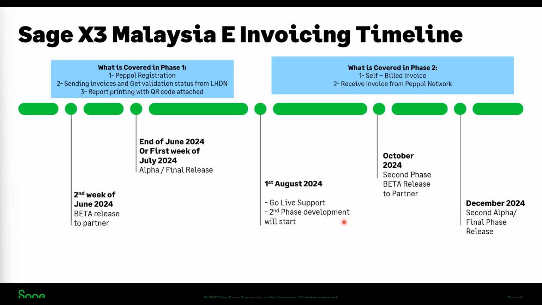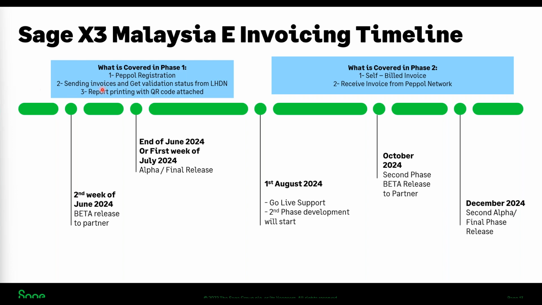Okay. All right. Sage X3 Malaysia e-invoicing timeline. Where are we now for this Sage X3 Malaysia e-invoicing? Okay. So we have basically divided it into two phases. Phase 1, which is enough for you to send your e-invoice to LHDN. Okay. What is covered in phase 1? We will cover PayPal registration. Remember, to get your PayPal ID, you need to register yourself with PayPal.